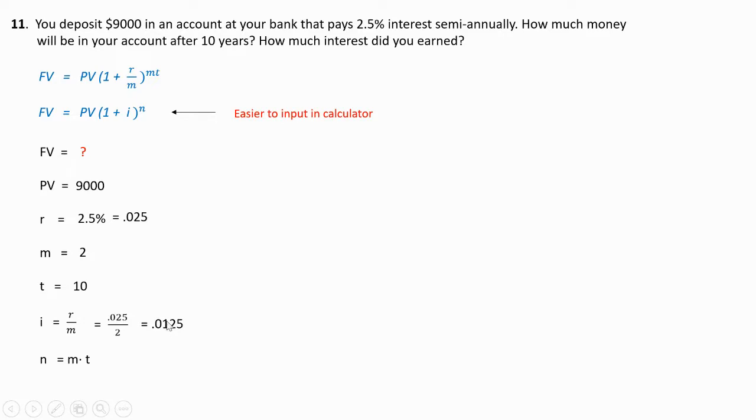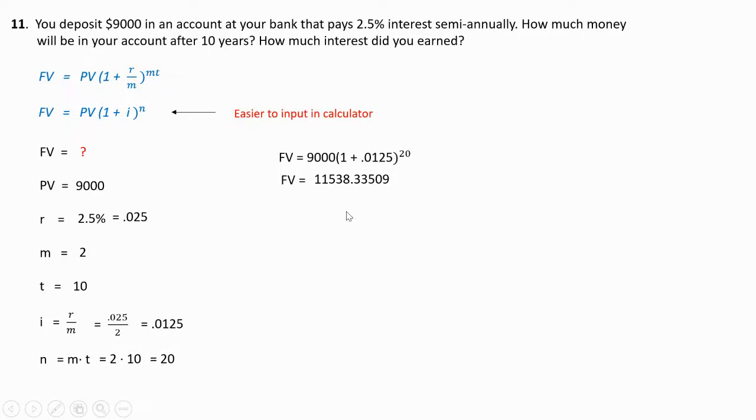At the time, the instructor or the homework or MyMathLab wants you to round off to the nearest penny. So if you round off here, then you're going to get a wrong answer. Just be careful with that. And N is equal to M times T, so it's going to be 2 times 10. So the answer is 20. So all we do is plug everything into the formula. There it is. And just use your calculator, and this is the result.